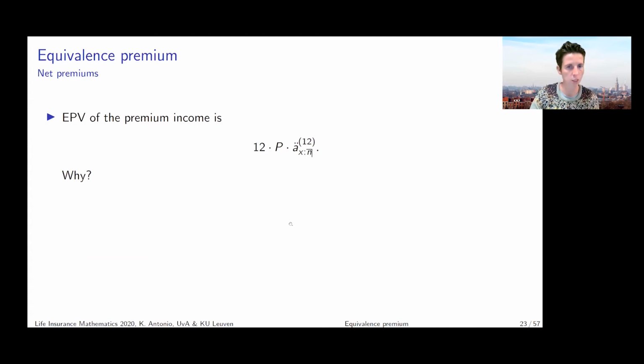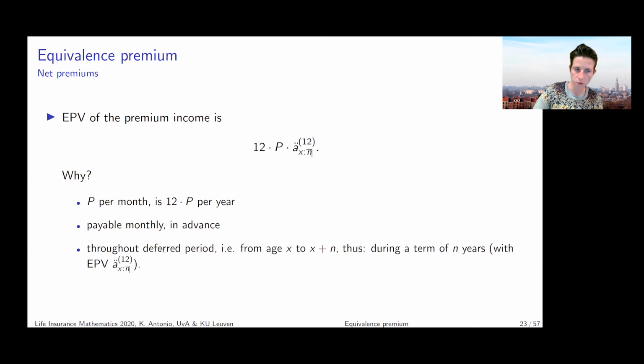So again, why do we do it like this? Because P is now referring to the premium per month, so that means 12P per year. The premiums are payable monthly in advance and throughout the deferred period, so that is between x+h and x+h+1, during a term of n years. And that is the EPV that you need then.